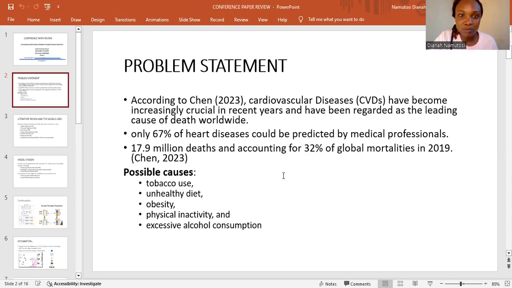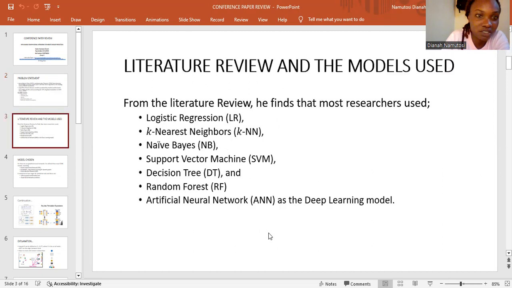This is the problem statement and the statistics about heart disease in the world. It says that 17.9 million people die, which is 32% of global mortalities. Possible causes are tobacco use, unhealthy diet, obesity, physical inactivity, and also taking alcohol excessively.